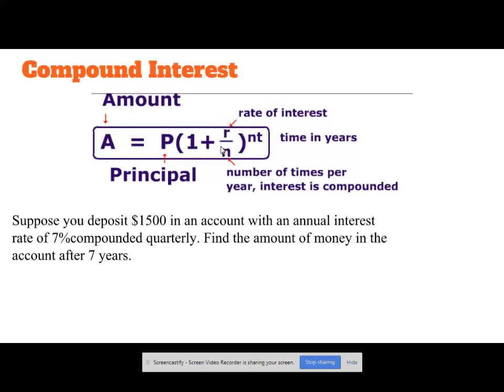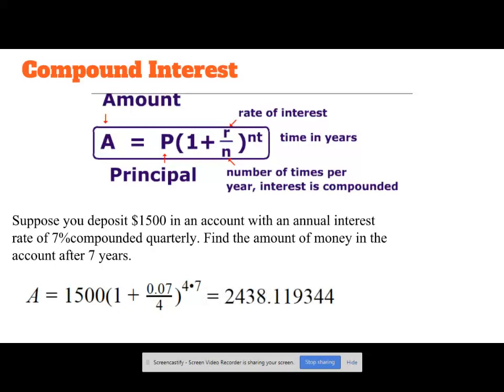N is the number of times it was compounded, in this case 4, quarterly. And again, it is compounded quarterly, 4. T is the time in years. That is important. If they say after 6 months, T would be a half, 0.5. Okay, so filling in that formula, we've got our rate, 0.07, our principal, 1,500, quarterly is 4 and 7 years. If I type that in a calculator, I get this.